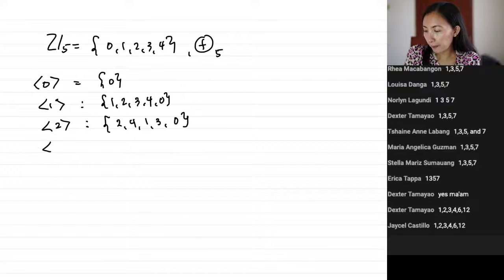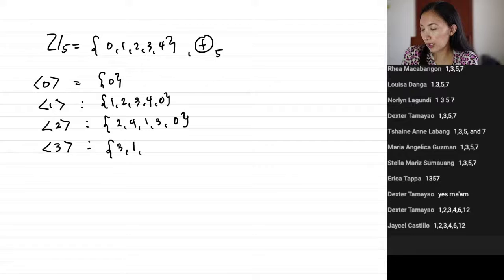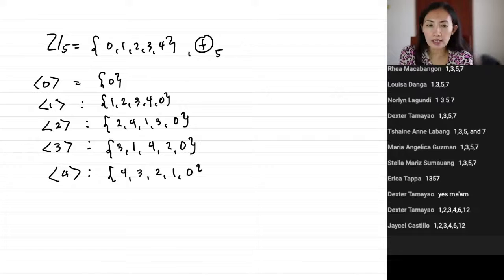How about 3? That which is generated by 3 is 3, 3 plus 3 is 6, modulo 5 is 1, and then plus 3 is 4, and then plus 3 is 7, which is 2, and then plus 3 is 0. Next, finally, 4. 4 plus 4 is 8, modulo 5 is 3, then 2, 1, and 0. That's it. So, see, every element generates the group.